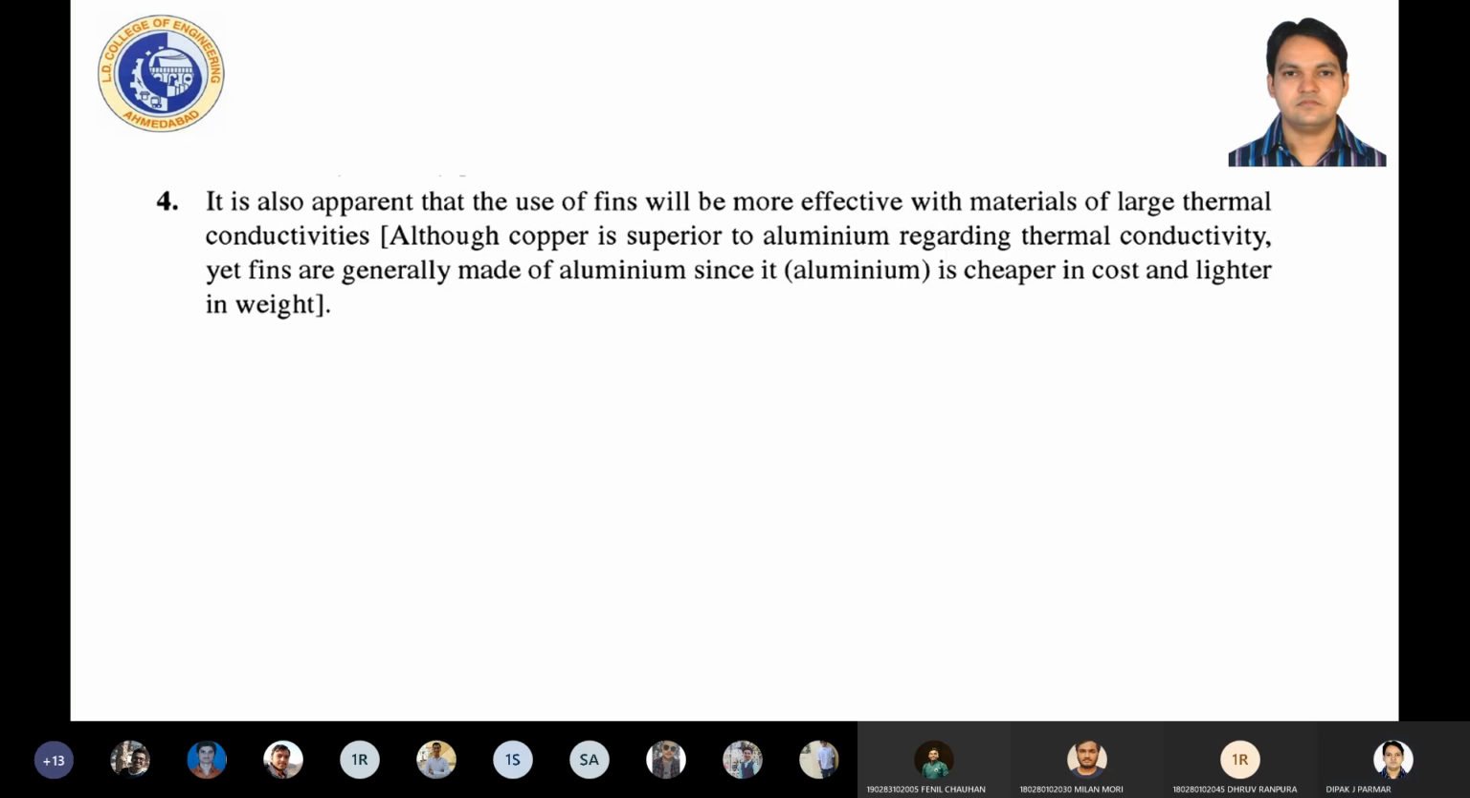Fourth, it is also apparent that the use of fins will be more effective with materials of larger thermal conductivity. Although copper is superior to aluminium regarding thermal conductivity, yet fins are generally made of aluminium, since aluminium is cheaper in cost and lighter in weight. Actually the heat transfer rate through fins depends on conductivity. As conductivity is high, your heat transfer rate will be high. But copper conductivity is only slightly higher than aluminium, while copper is costlier than aluminium.